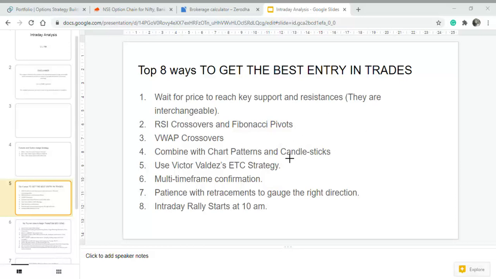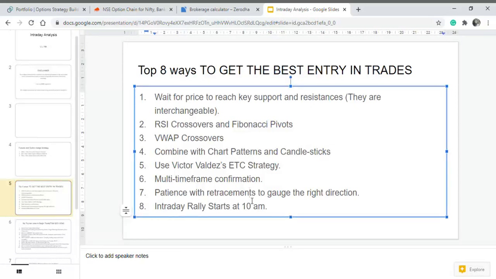So similar to this, you should be able to take your entries, and remember that retracements are also important at the key support and resistance areas. So always look for retracement. I'll make a separate video on how you can identify retracements. I'll make that video next, so that you have a clearer picture.